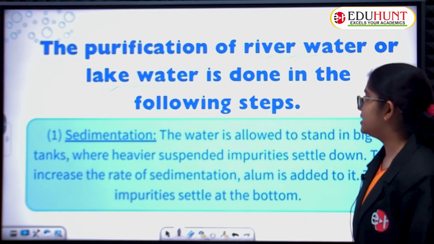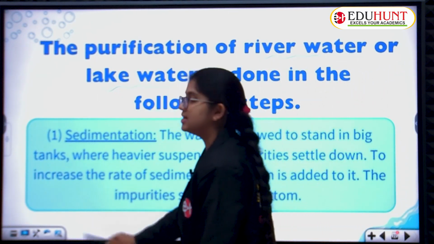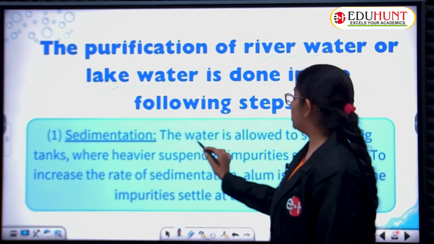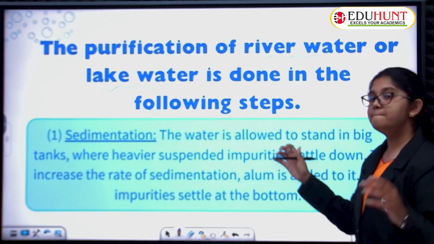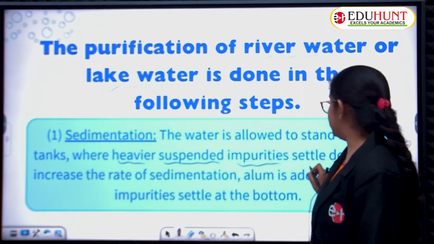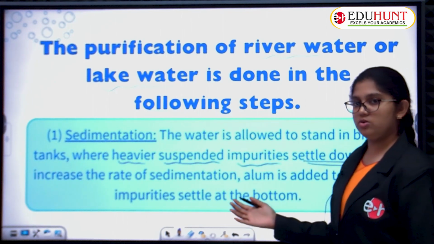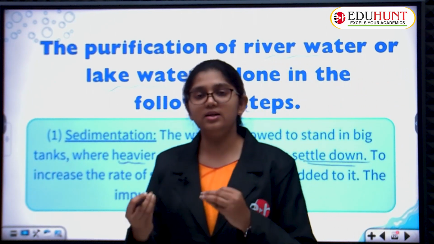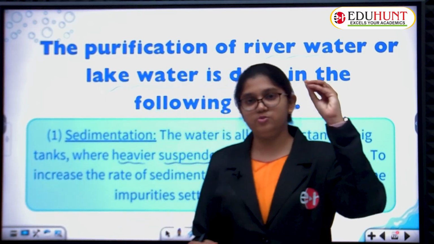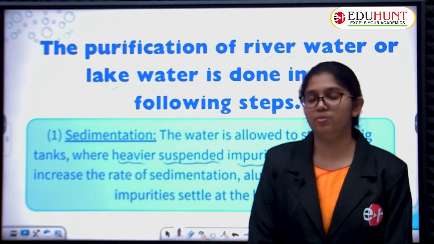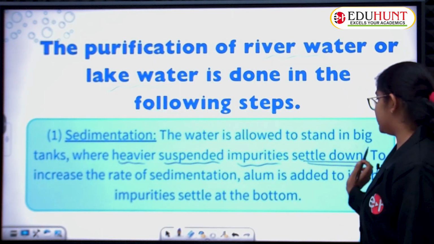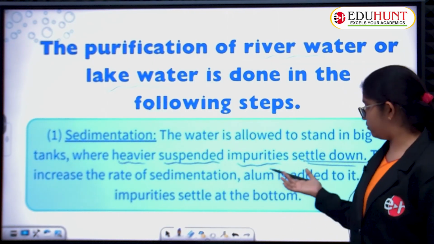First one is sedimentation. The water is allowed to stand in big tanks where heavier suspended impurities settle down. We all know that, because the heavier particles will settle down if you do not disturb the water for a while. What happens? The heavy particles settle to the bottom of the tank. That is what happens in the sedimentation process.